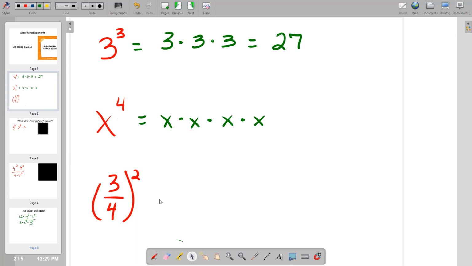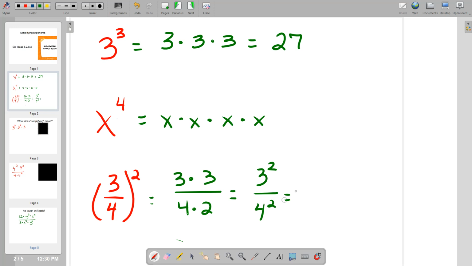From here, we could even do this with fractions or decimals. 2 ways to think of this one. We could do 3 times 3 on the top and 4 times 4 on the bottom. We could also think of this as 3 squared on the top, 4 squared on the bottom, but regardless, we have an answer of 9 over 16.